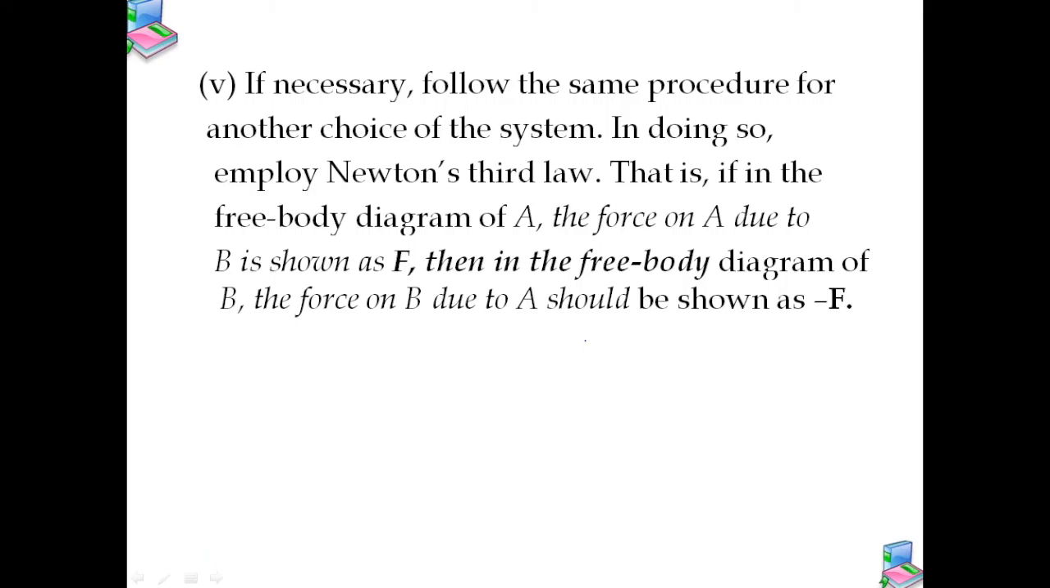So one system we have considered till now, that's finished. Now we are going to consider another system from the environment. In that case, you apply Newton's third law and follow the same procedures you followed for the first system. For example, if the force on A due to B is taken as F in the first free body diagram, then in the second free body diagram, we should write the force on B due to A as minus F, because those two forces are equal and opposite, isn't it? So these are the few steps that we should consider.